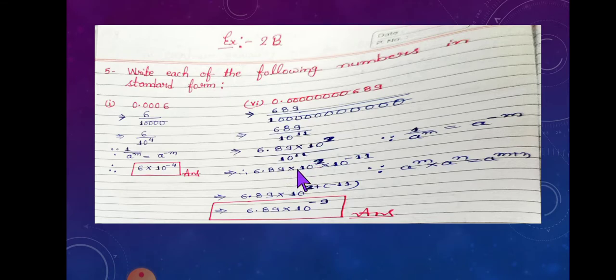When we shift this 10 to the numerator, it becomes a negative power, and then again we will apply the exponent law. When the base is the same, we add their powers, whether the power is negative or positive. So here also we will apply 2 plus in bracket minus 11. When we open the bracket, plus minus becomes minus, and 11 minus 2 is 9, so minus 9. And 6.89 multiplied by 10 power minus 9 is our standard form.